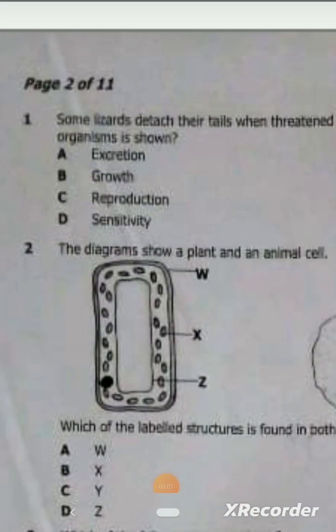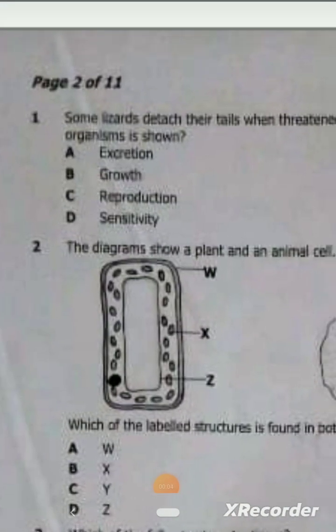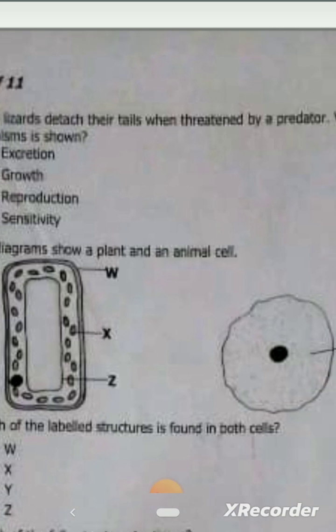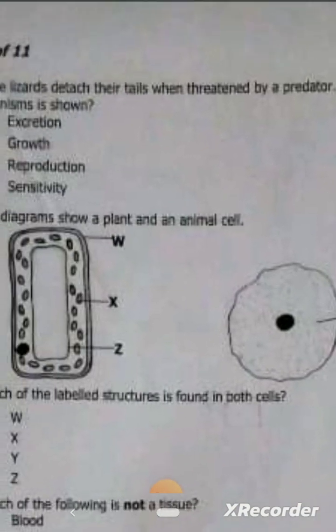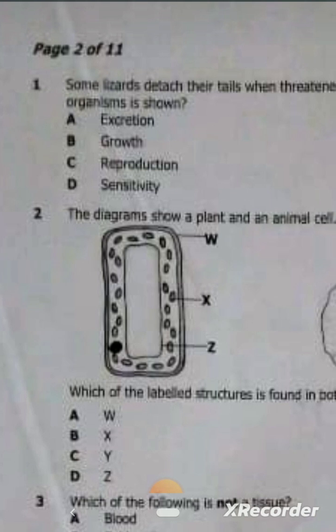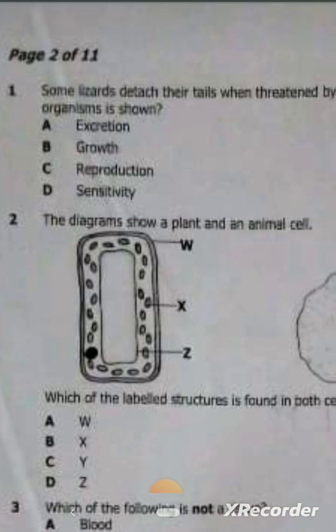Okay, so biology. The first question: some lizards detach their tails when threatened by a predator. Which characteristic of living organisms is shown? So when they are threatened, they detach their tails. Excretion is removing of waste substances, so nothing talks about waste substances here. Growth is a permanent increase, nothing to do with the question. C, reproduction, producing young ones.